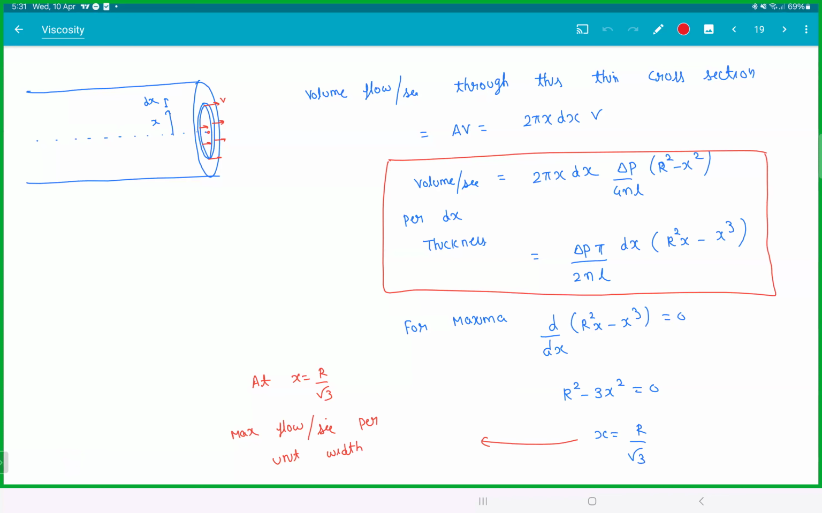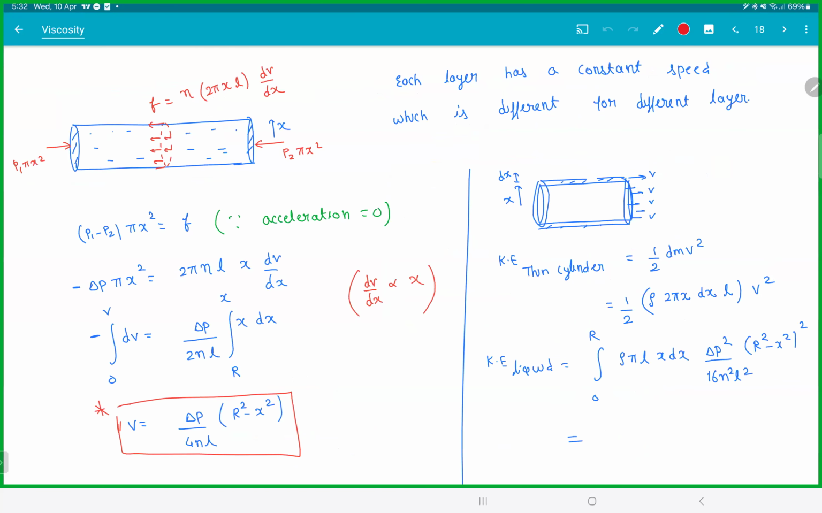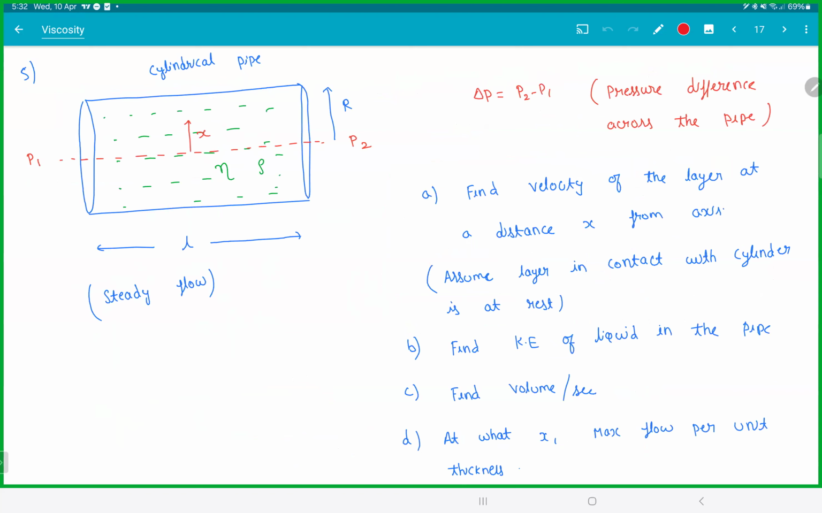Great. So the last thing we are doing is Poiseuille's equation. I hope everyone has resolved these questions. I told you it is quite important.